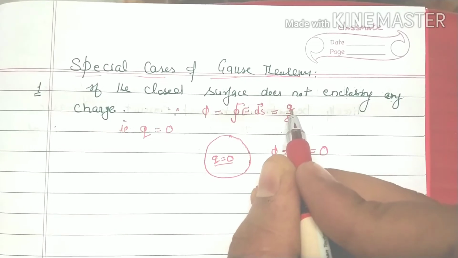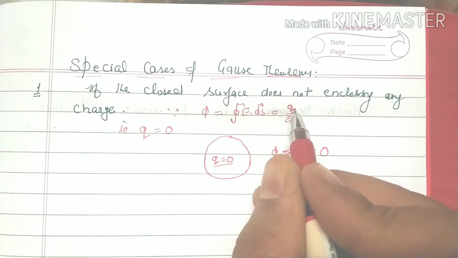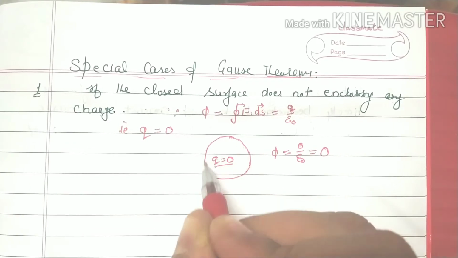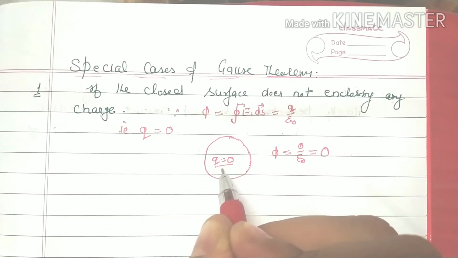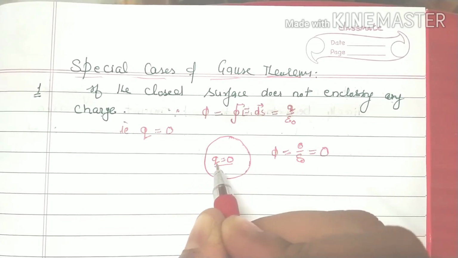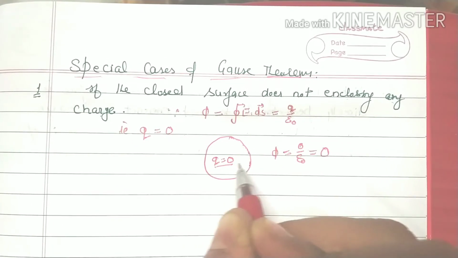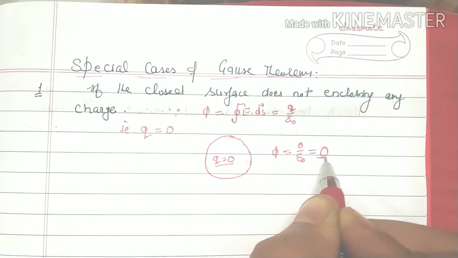Because this is the net charge enclosed by the Gaussian surface, we will take this closed surface as the Gaussian surface, and this Gaussian surface does not enclose any charge, that is Q is equal to 0. Then flux coming out from this closed surface is equal to 0. I think this point is clear.